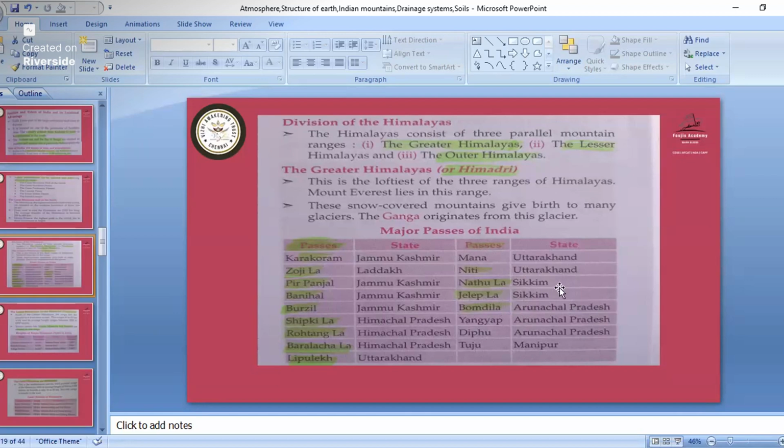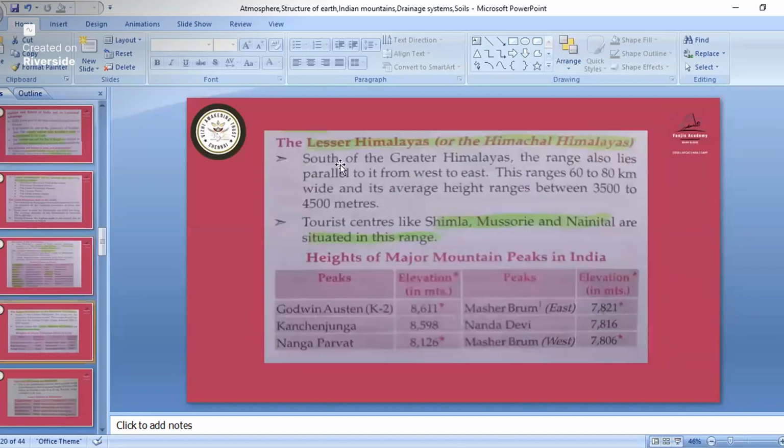So see, Nathula and Jelep La, they might ask a question like which other pass is located in Sikkim other than Jelep La Pass. So the answer will be Nathula Pass. So if a question comes like this, you must know about all these passes. Okay. Now we'll see the Lesser Himalaya, which is also known as Himachal.